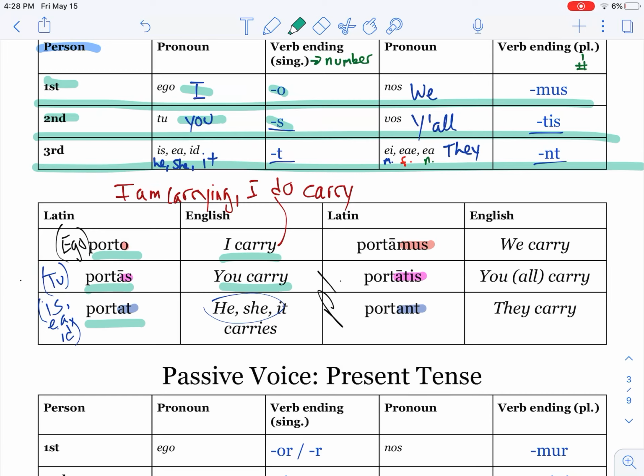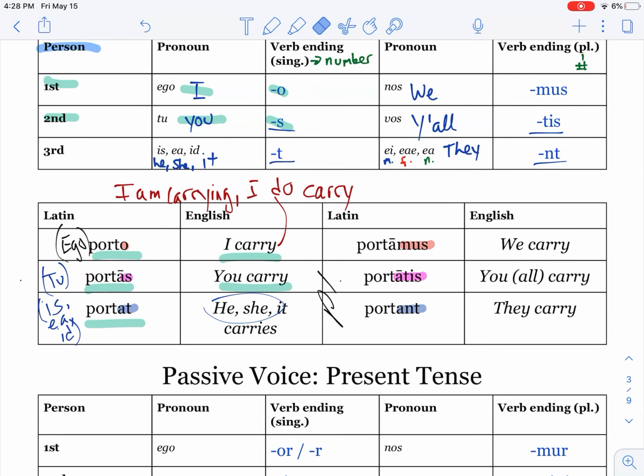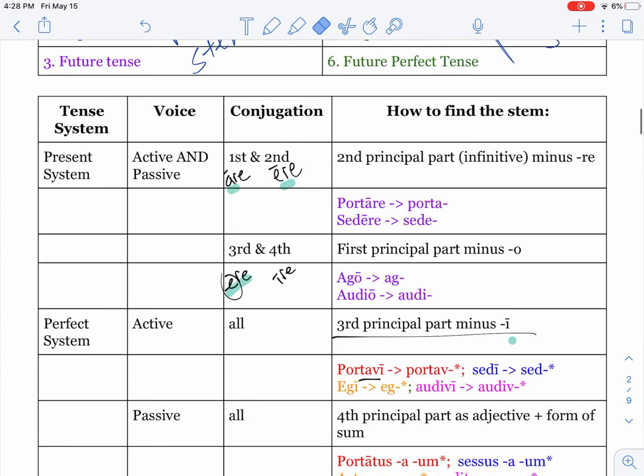So basically our first person verbs are I and we in English, O and mus are the verb endings that you're going to see on Latin verbs that are going to show us that in Latin. If you see S or tis, it's second person because the subject of that will be you. And if you see T or NT, your subject is he, she, it, or they respectively, and so that's going to be a third person verb.